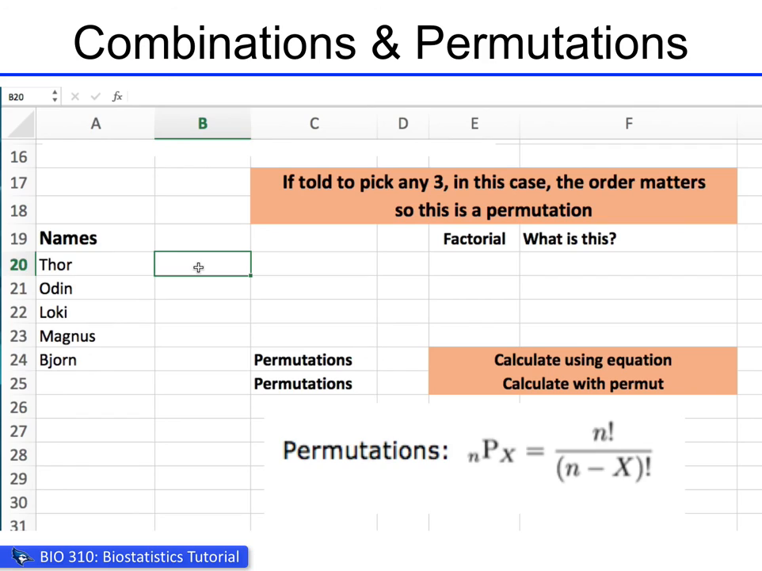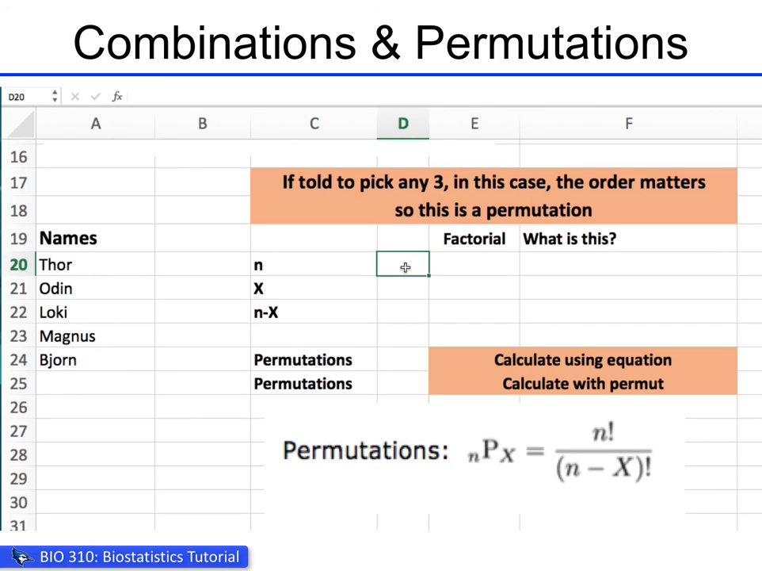Alright, so if you have to pick any 3 of these names over here, again, we have 5 choices: Thor, Odin, Loki, Magnus, and Bjorn. Alright, so we've got 5 choices, and you're told to pick 3 names. Well, in this case, the order is going to matter, because the order of the 3 names is going to give you a completely different name. Alright, so here we have the same, notice that we have the same components here to our equation.